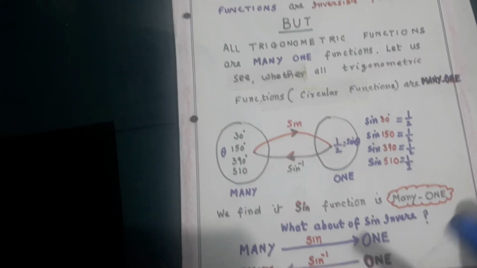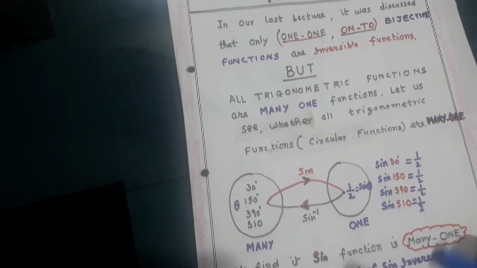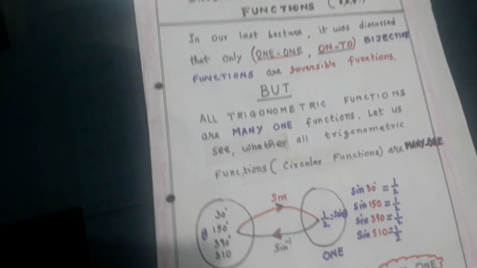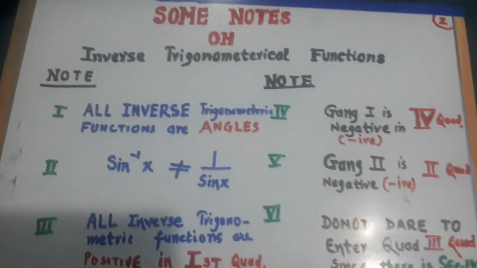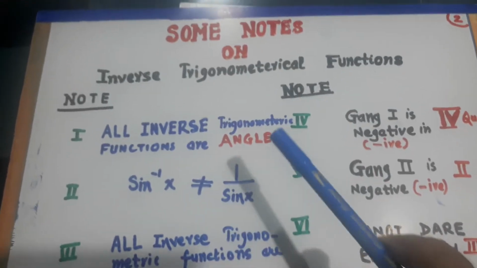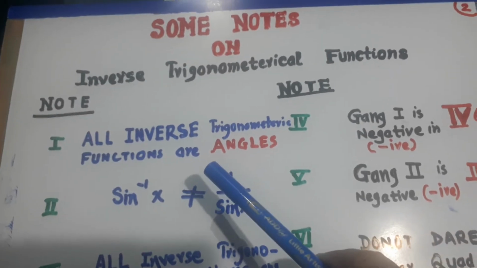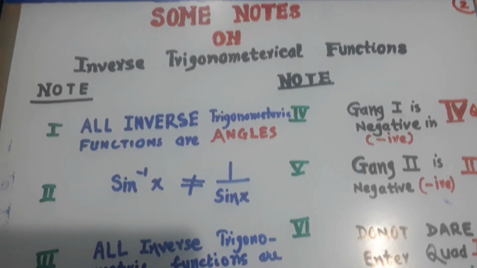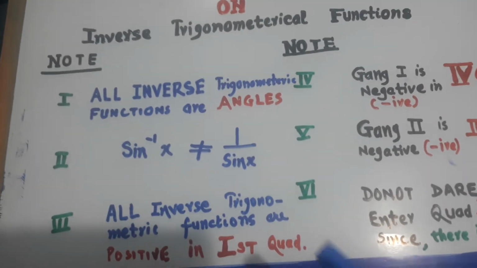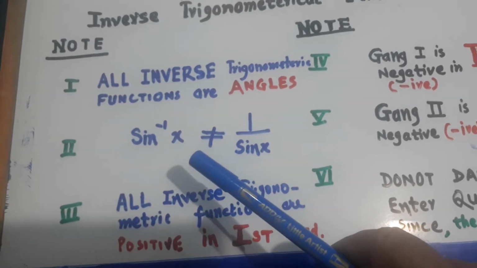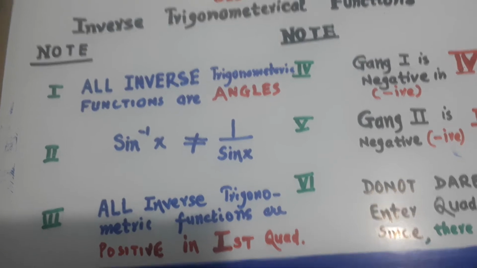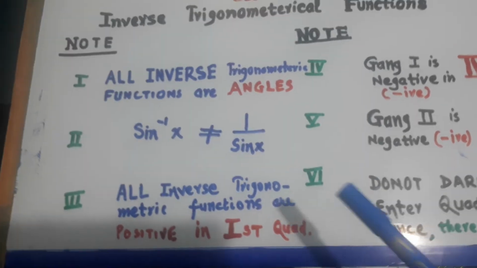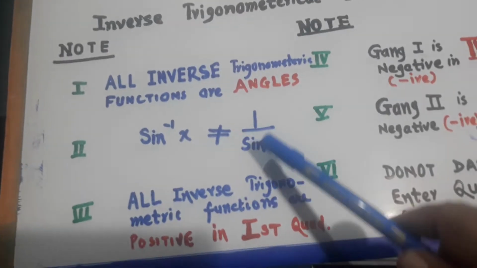Now I shall be coming up with some notes on inverse trigonometrical functions. Here I come with the notes. All inverse trigonometrical functions are angles. Note it. Sine inverse x is not equal to 1 over sine x. So don't take it that it is equal to 1 over sine x.